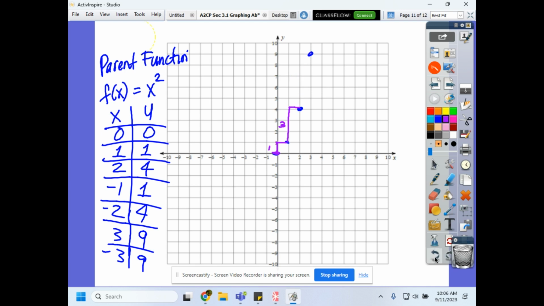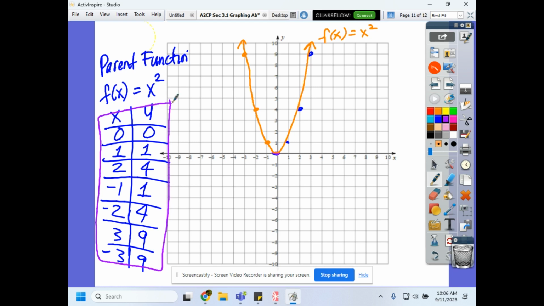So, a parabola is a U-shape. There's a right wing, and there's also the left wing. But you just get the reflection on the other side. And that is the graph of the parent function, y, or f of x, equal to x squared. I don't mind if you do the table, but I don't use the table. I just do it from the beginning, okay? Just for us to get a basis, okay?